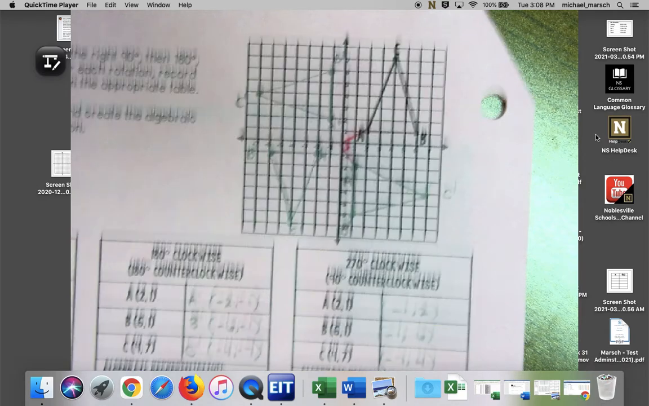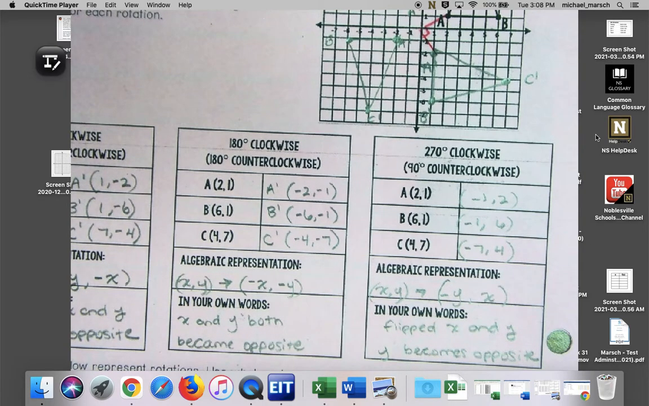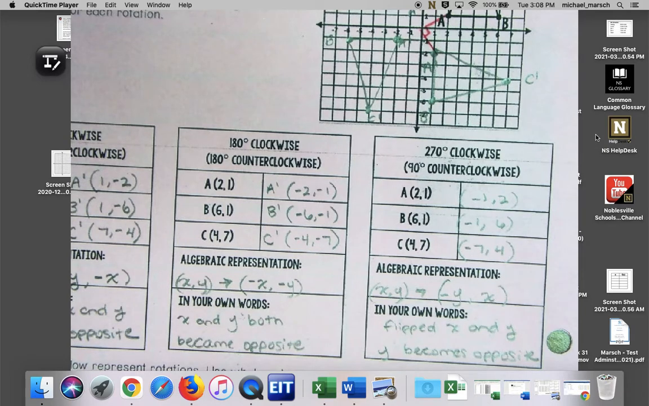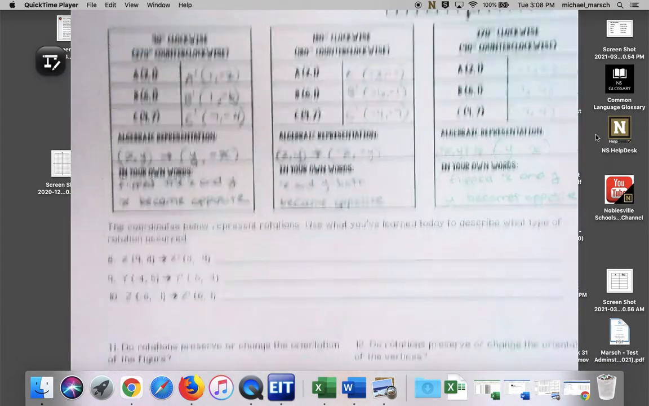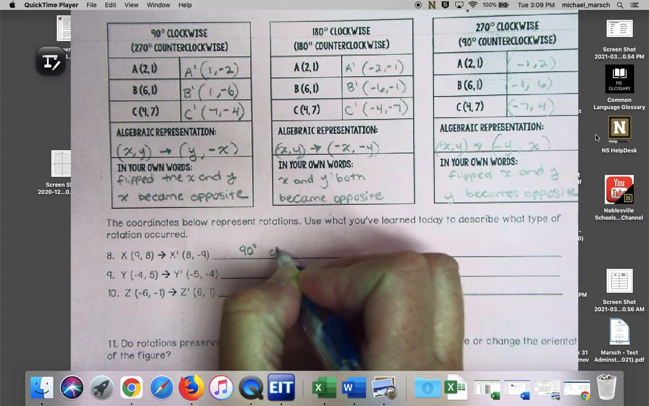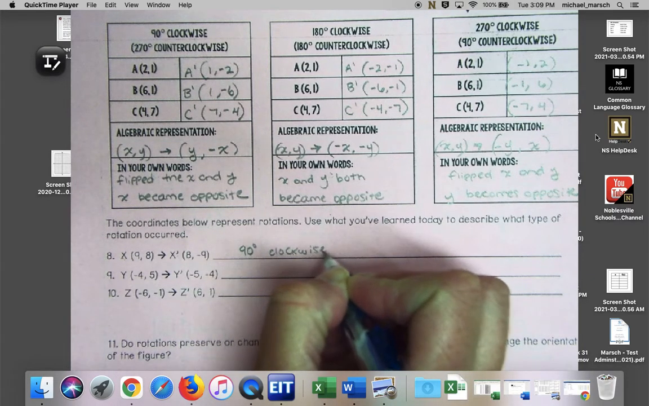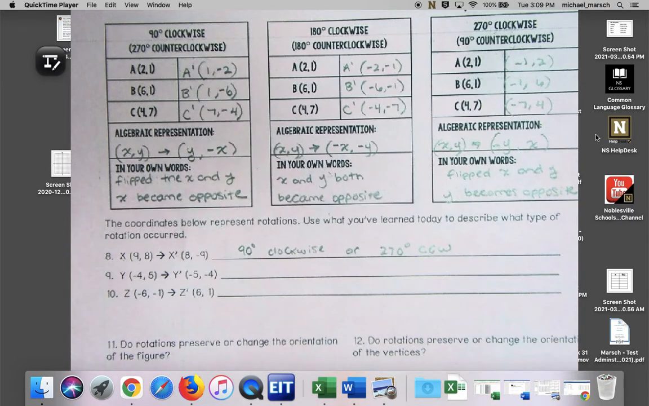Okay, so let's go ahead and look down here at 8, 9, and 10. They give us the algebraic representation between x and x prime. We need to figure out what rotation they did. So based on our algebraic representation of the rules, what took place for x to get to x prime? What kind of rotation? 90 degrees. Good job. Or you could take, say, 270 degrees counterclockwise, CCW.